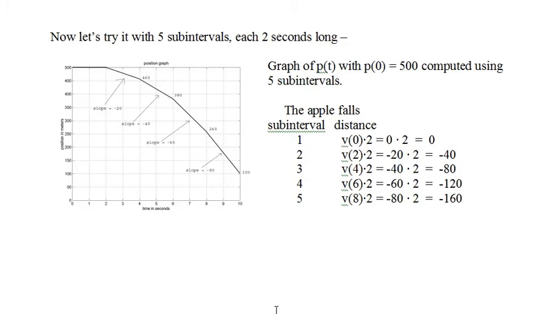This graph shows the trajectory computed using 5 subintervals of 2 seconds each. If we want to do much better than this, we'll need to automate the computations, so we turn our attention to that.